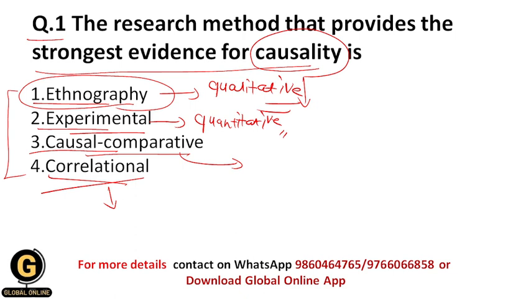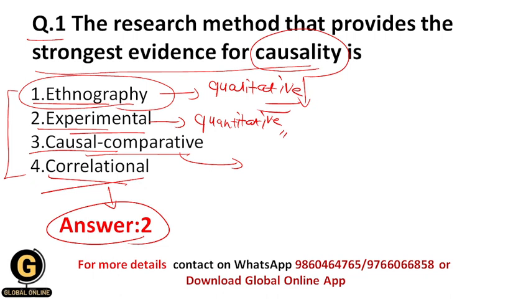Correlation is nothing but whenever we decrease or increase the amount of one variable, then because of that there will be a decrease or increase in the amount of another variable, that we call correlation. Okay, because the values of those variables are correlating with each other. And that's why the correct answer for this question is the second, that is experimental research method.